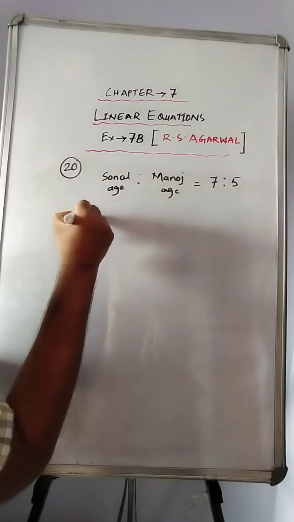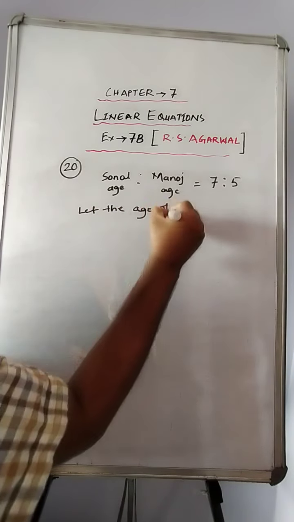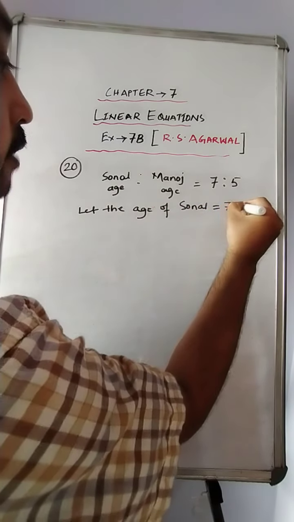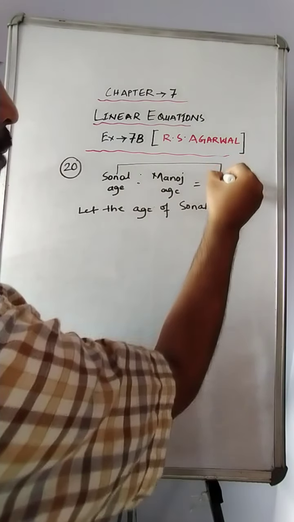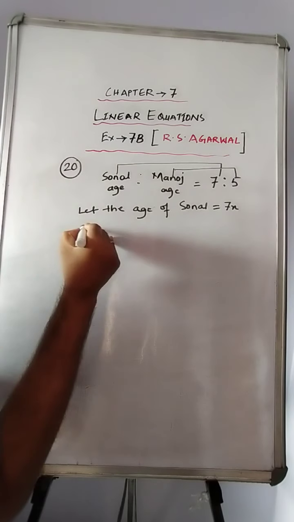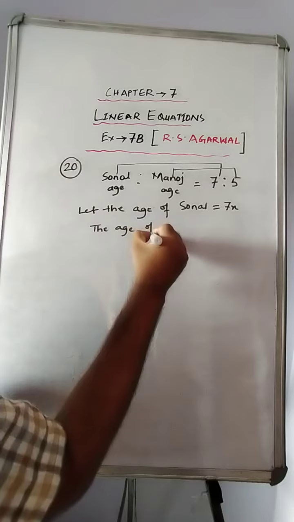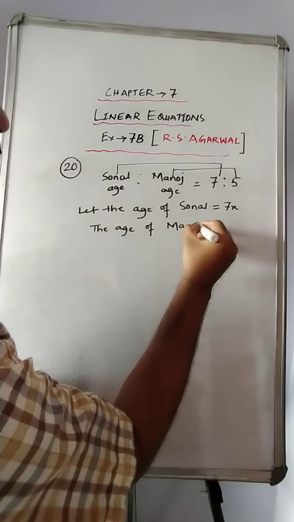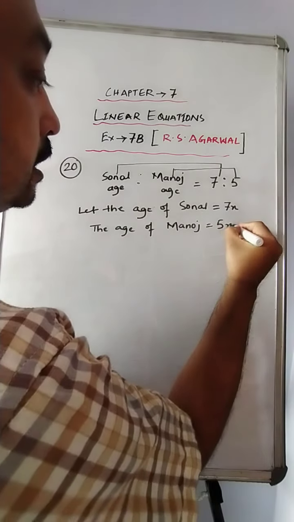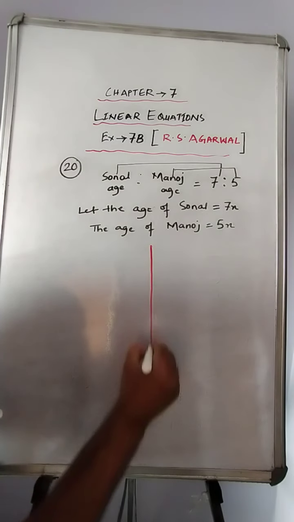Whenever you see the ages are given in ratio form, what is the first thing we will do? Let the age of Sonal equal 7x, because Sonal is representing this number and Manoj is representing 5. The age of Manoj would be 5x. So this is their present age.